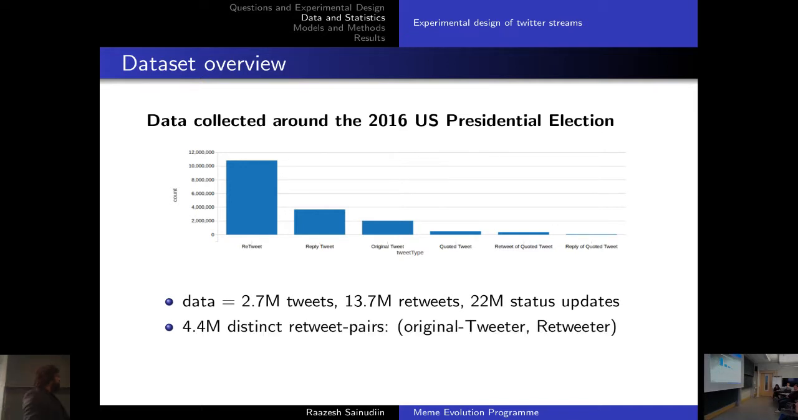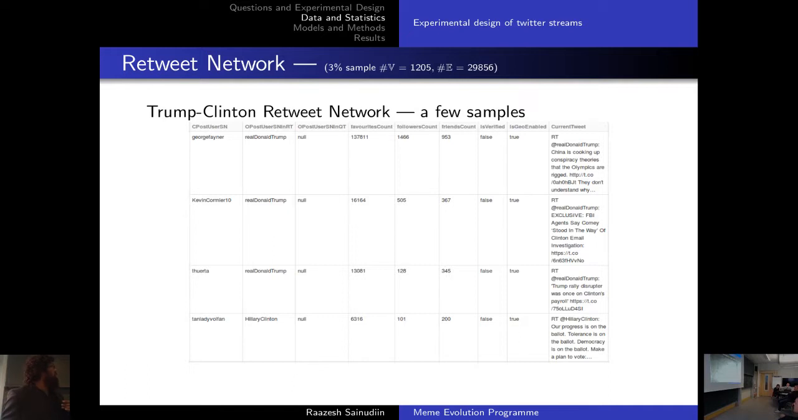So we have 4.4 million distinct retweet pairs, meaning the original tweeter and the retweeter, so these are the users. And we have 2.7 million tweets, 13.7 million retweets, in total 22 million status updates, and 2.5 million unique users. It's not a big thing, but as you will see, a lot of the algorithms we need to do require fault-tolerant distributed computing because the jobs can take quite long. We're doing full-blown Monte Carlo simulations and everything at scale.